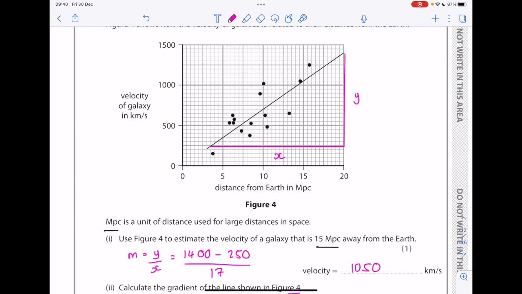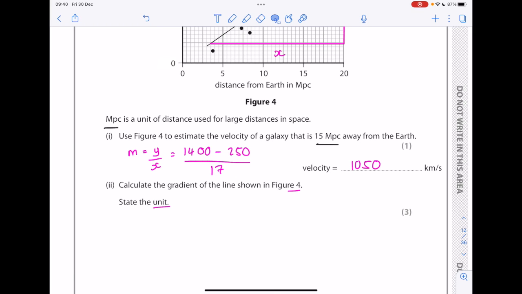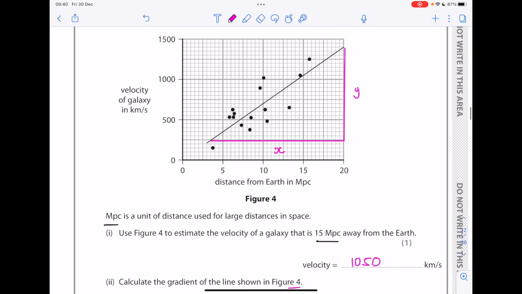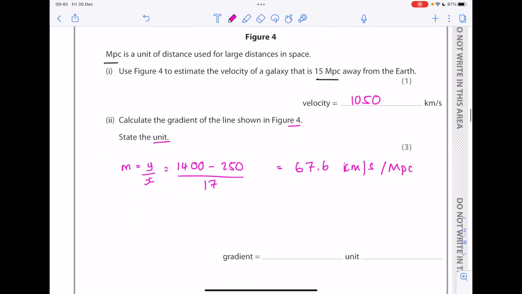So you will get a slightly different answer here, and my answer is 67.6, and then my units are, well, my y value was kilometers per second, and I divide that by the unit for distance. So it looks like this.